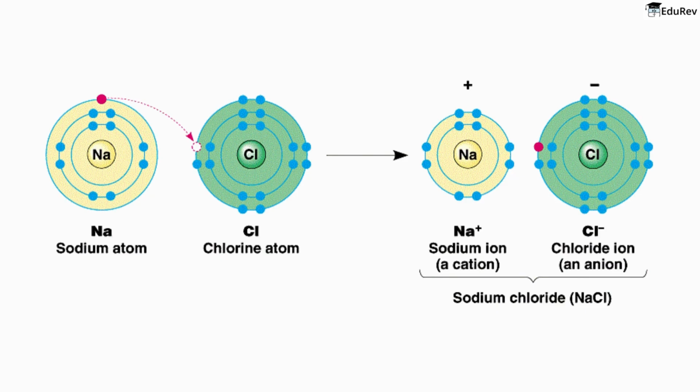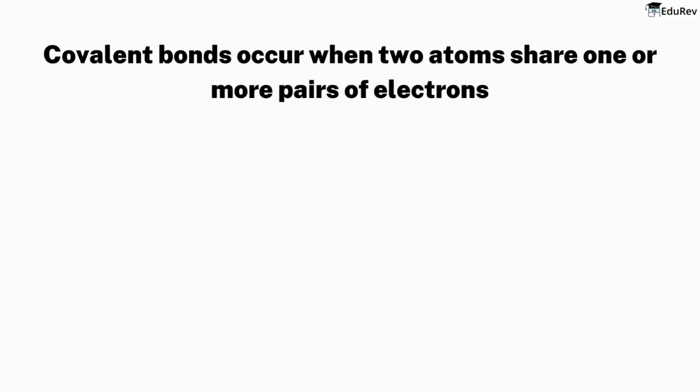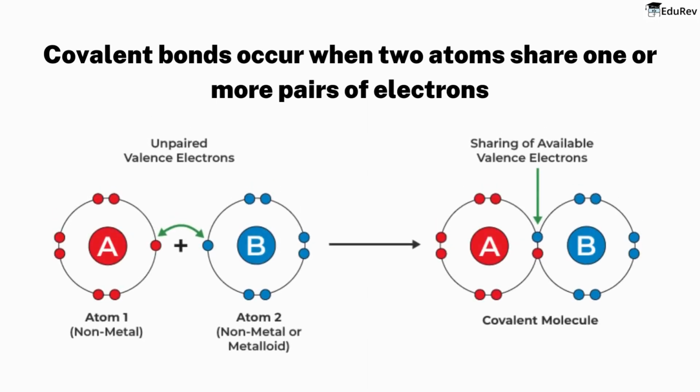table salt. Sodium loses one electron to become a positively charged ion, Na+, while chlorine gains that electron to become a negatively charged ion, Cl-. The resulting attraction between Na+ and Cl- forms the ionic bond in NaCl. On the contrary, covalent bonds occur when two atoms share one or more pairs of electrons. This type of bond typically occurs between nonmetals.